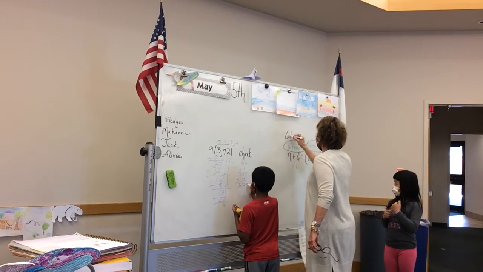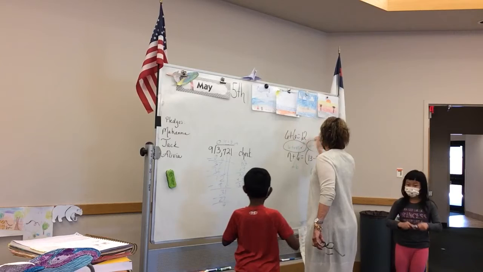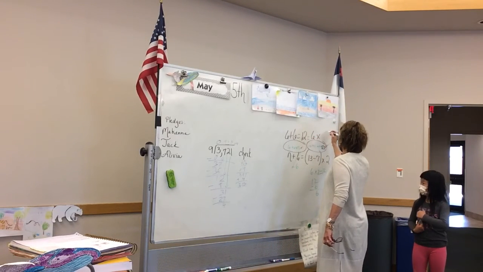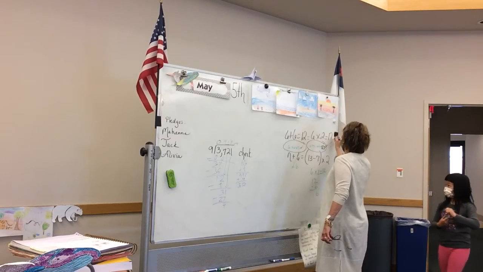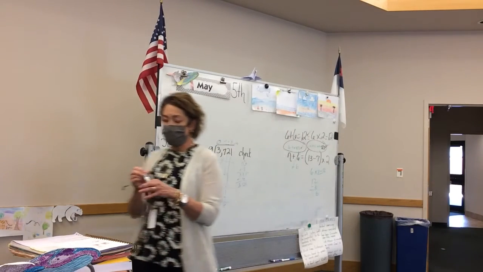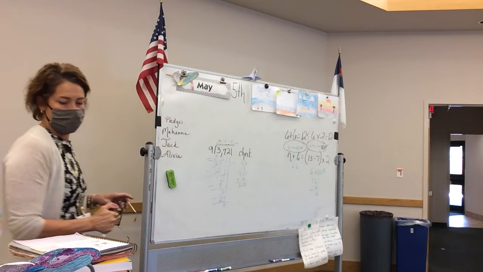So this says 6 plus 6 equals 12. 6 times 2 equals 12. So 12 is the answer. Very good, Wenshi. It's been such a long time since we've done that.